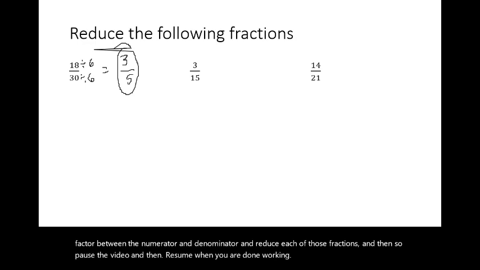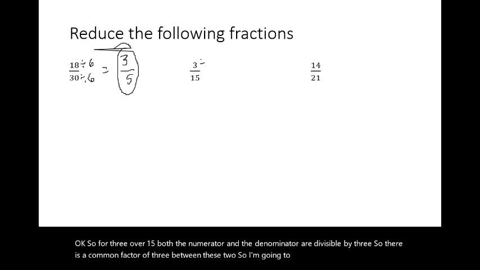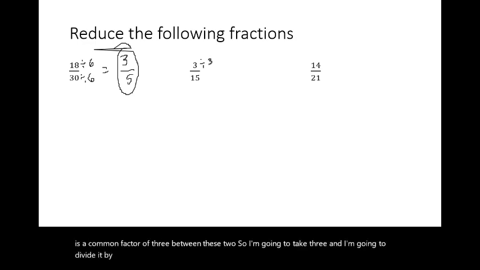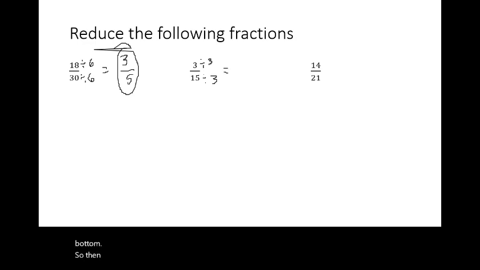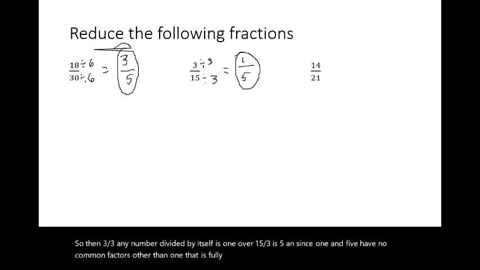Okay, so for 3 over 15, both the numerator and the denominator are divisible by 3. So there is a common factor of 3 between these two. So I'm going to take 3 and divide it by 3. Whatever you do to the top, you have to do the exact same thing to the bottom. So 3 divided by 3, any number divided by itself is 1. Over 15 divided by 3 is 5. And since 1 and 5 have no common factors other than 1, that is fully reduced, and that would be your final answer.